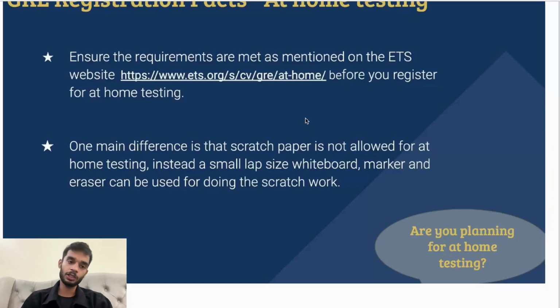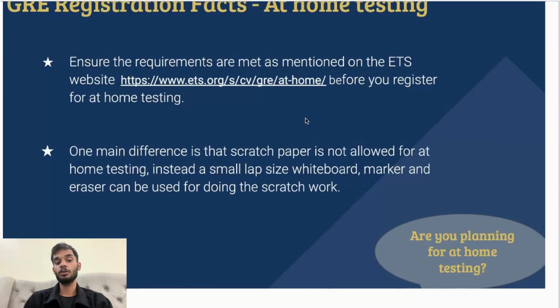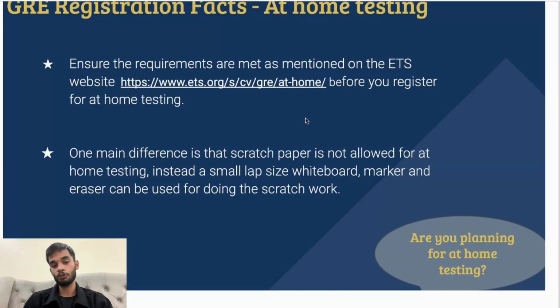One main difference between the test taken at home and at the test center is that scratch paper is not allowed for home testing. Instead, a small lap-size whiteboard, marker, and eraser can be used. When you go to the test center, you will be provided scratch paper and you can use it easily. However, when you want to take the test at home, you will have to buy a small lap-size whiteboard, and you'll have to show them the screen to confirm it is clean, and you should have a marker and an eraser. You write on that, you erase it, you show it, and you keep doing that.